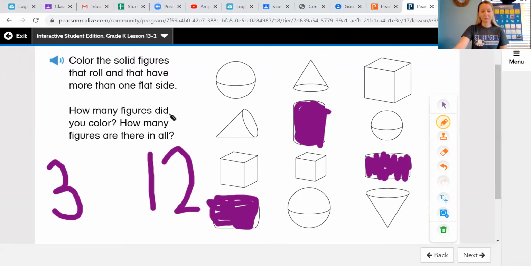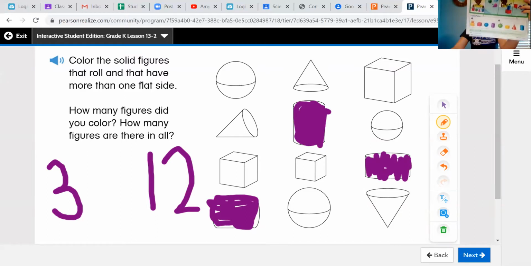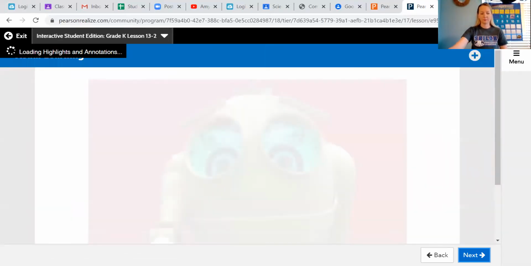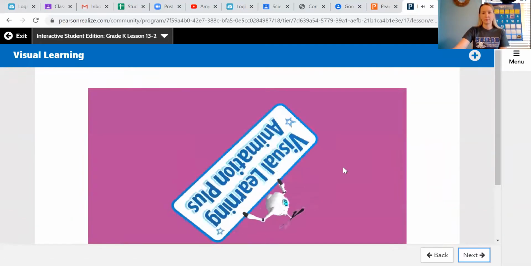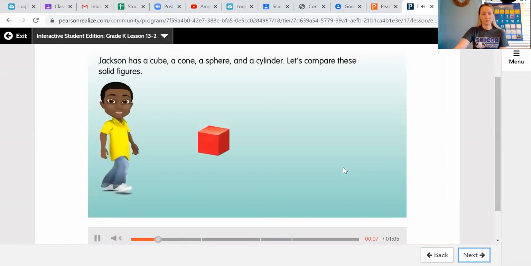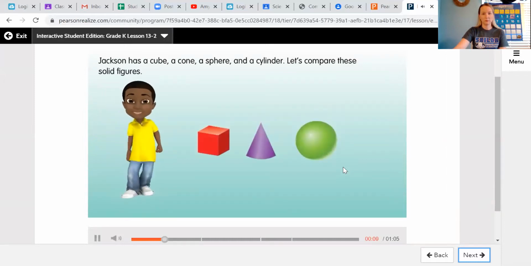Good job. All right, go ahead and flip your paper, do the hard flip, and you will see this screen right here. Let's listen up. Jackson has a cube, a cone, a sphere, and a cylinder. Let's compare these solid figures.